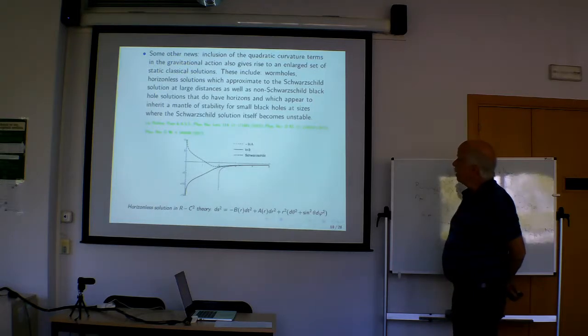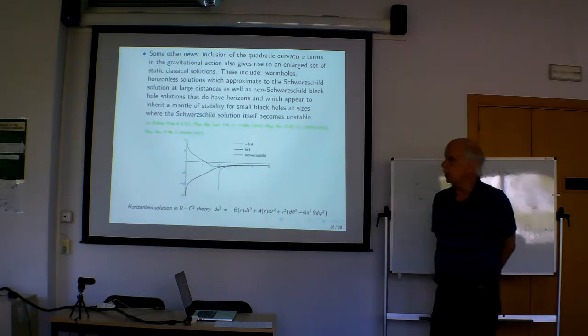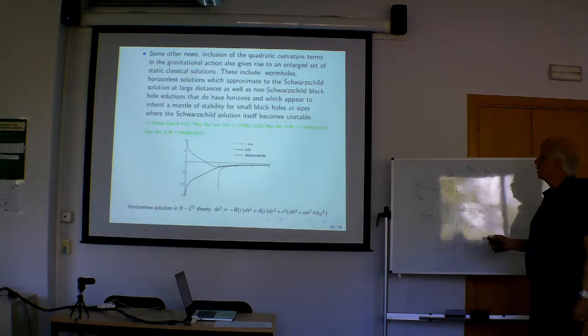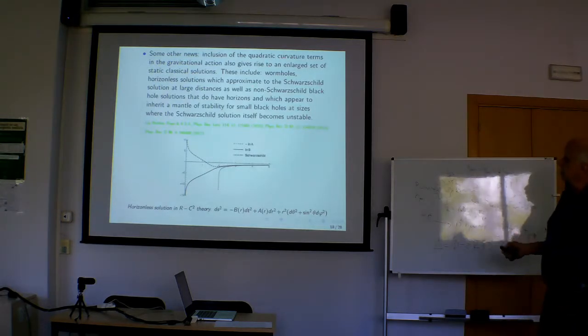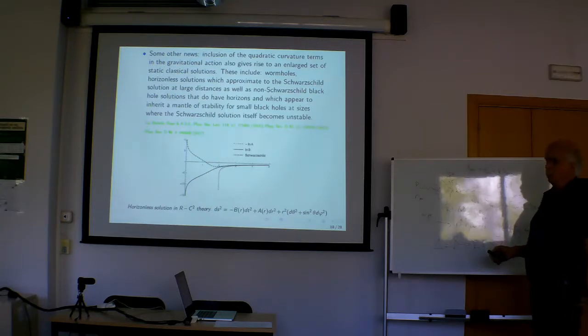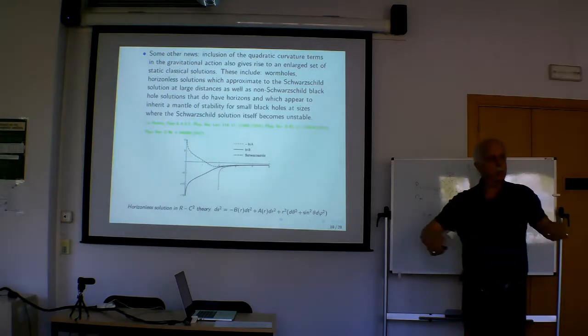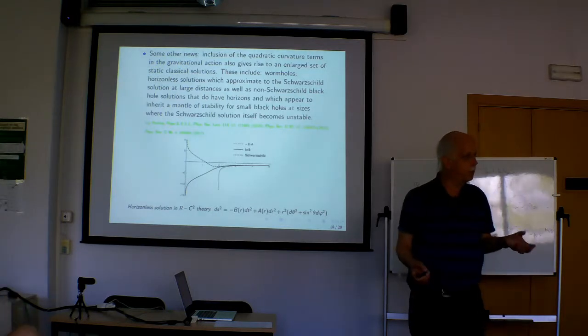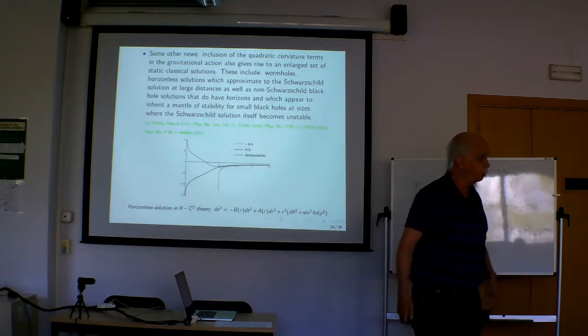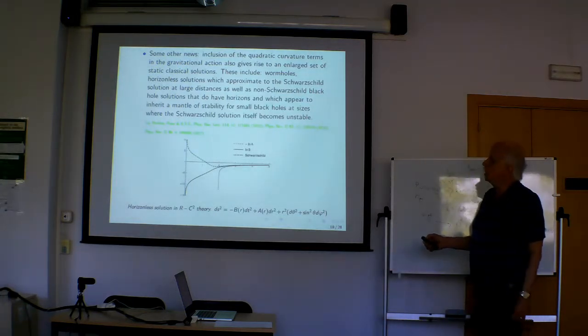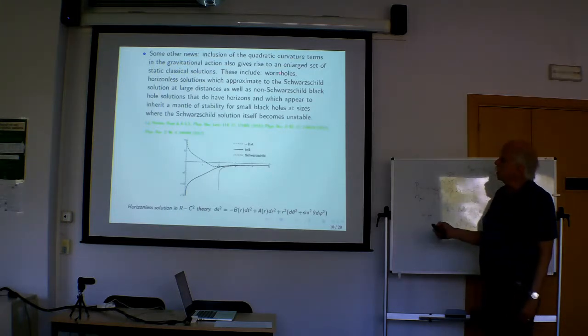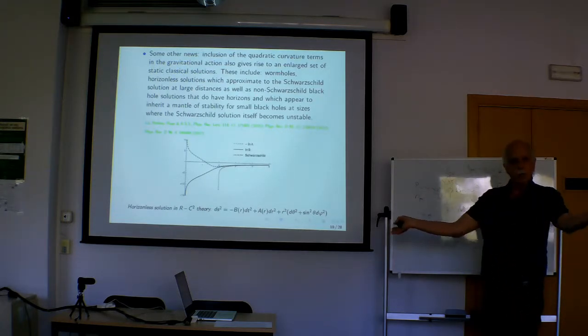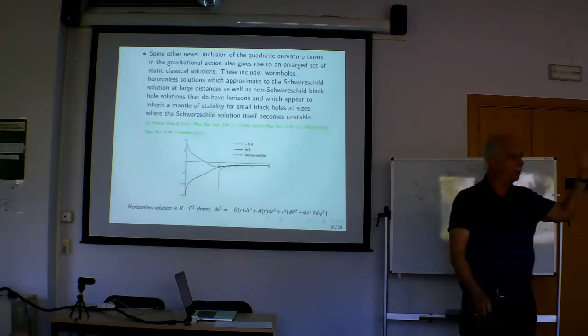Let's see. There's some other news, however, that's interesting, which is that if you take these curvature terms, quadratic curvature terms, seriously, they give rise to an enlarged set of static classical solutions. I was just talking about the dynamical ones where we have these propagating masses in two fields, unfortunately with the wrong sign. But it also changes the static solutions, and they're interesting. There's wormholes that can go from one universe to another through a finite cycle. This is great for Hollywood.